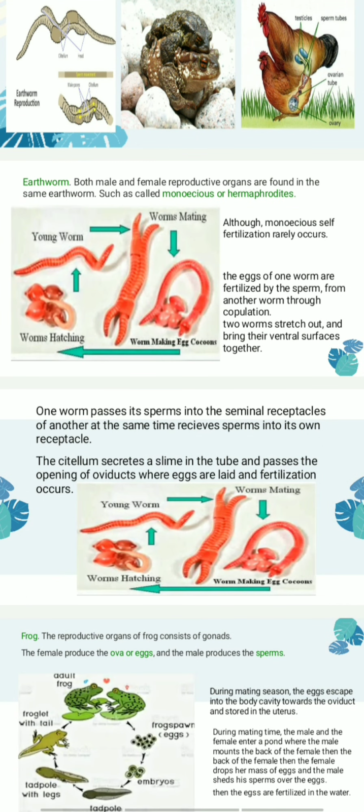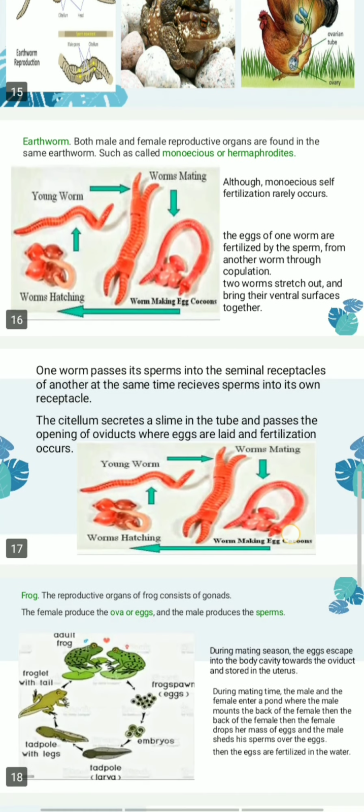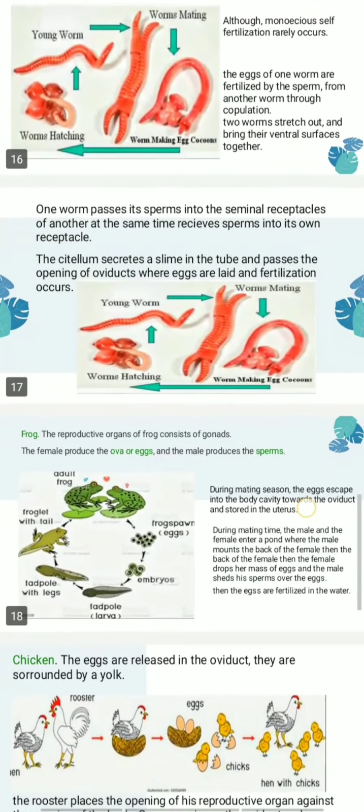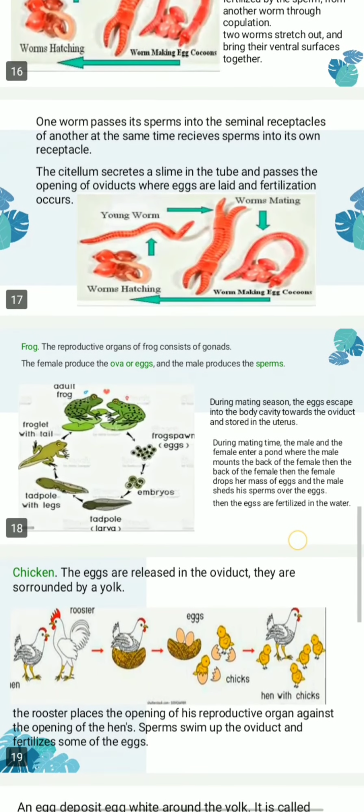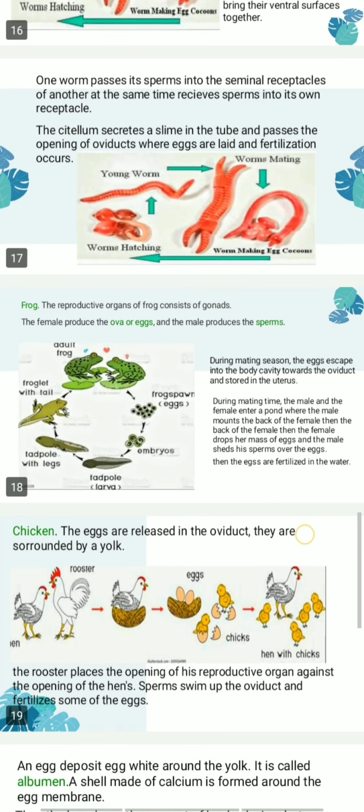So, yan po yung picture. So, let us proceed to the frog. Frog. The reproductive organ of the frog consists of gonads.